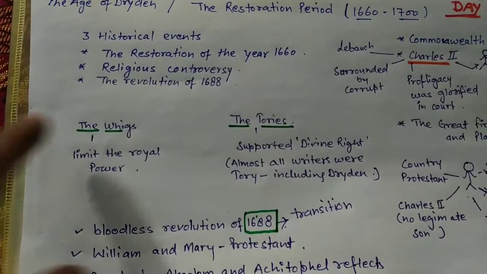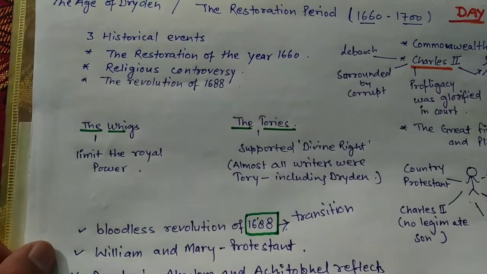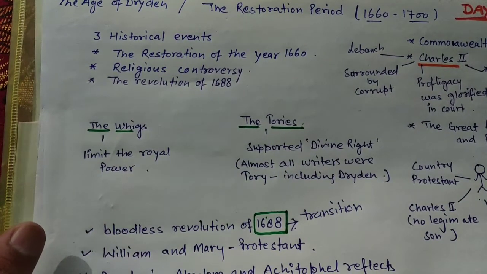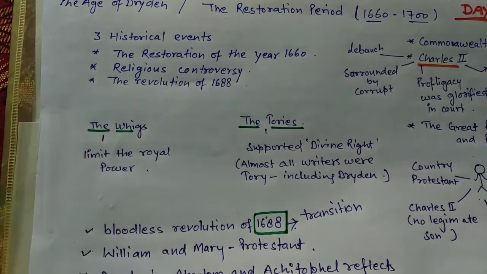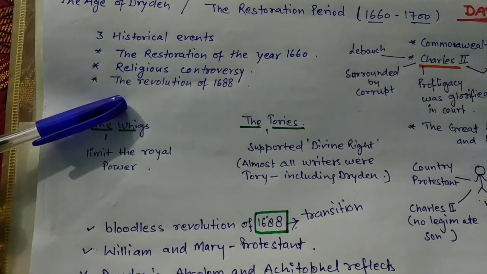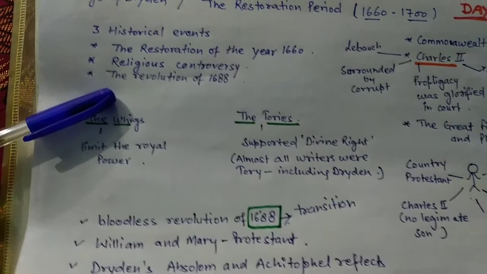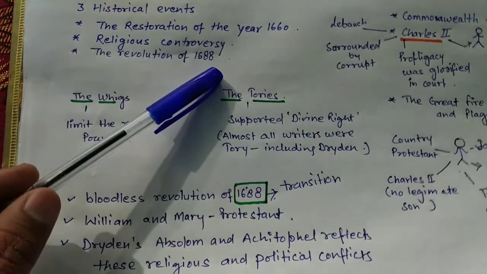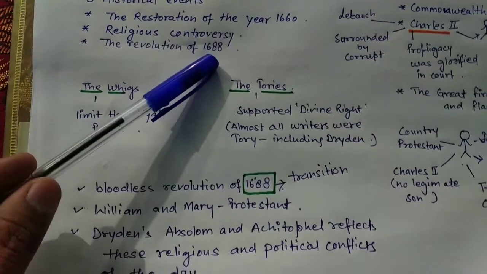So, three historical events are important in this period. First is the restoration of the year in 1660. Second is the religious controversy. And third is the revolution of 1688.